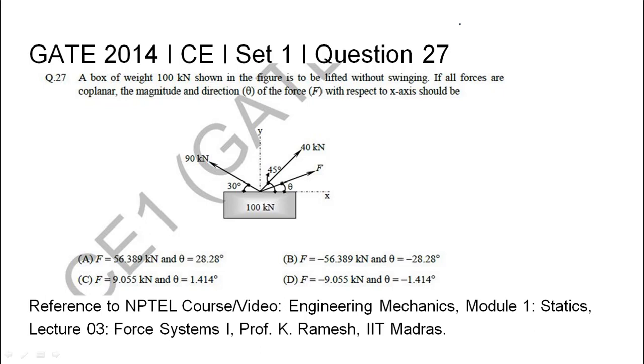GATE 2014 Civil Engineering Set 1 Question 27. A box of weight 100 kN shown in the figure is to be lifted without swinging. If all the forces are coplanar, the magnitude F and direction theta with respect to the x-axis need to be found. Four options have been given for the force and angle.